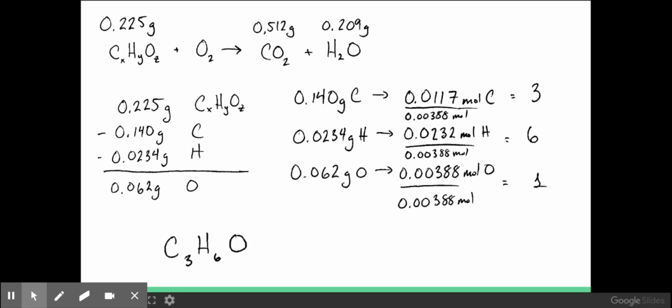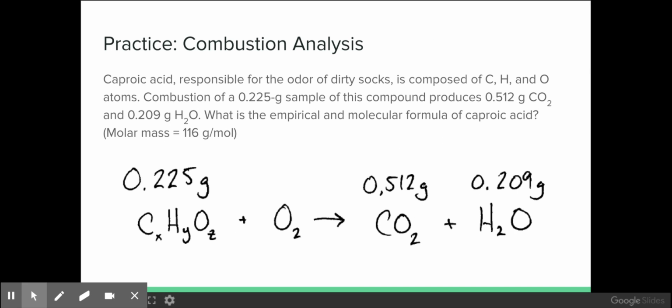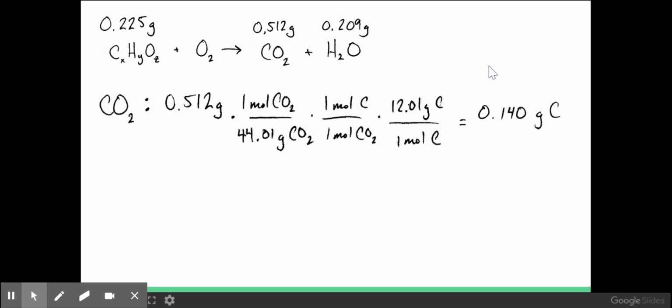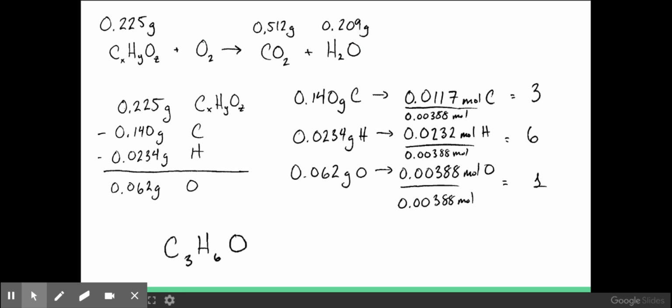Now, in the previous slide, the molar mass was actually given to us. Molar mass was given to us as 116 grams per mole. Now that I've figured out my empirical formula, I need to find the molar mass of this lowest whole number ratio empirical formula to find out by what factor the molecular formula is bigger. If it comes out to be a ratio of 1, it's the same thing. If it's some ratio higher, I'm going to multiply those subscripts by that factor.